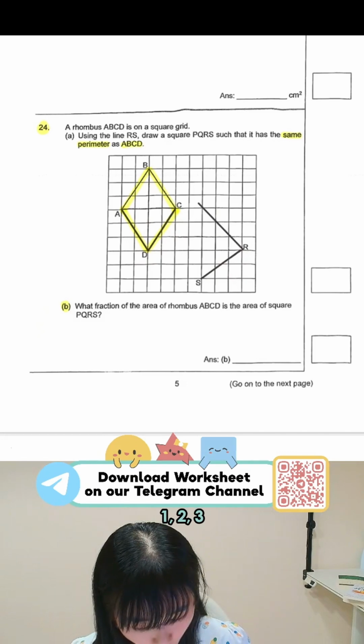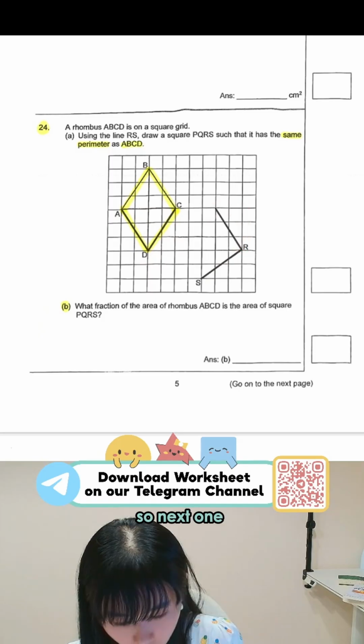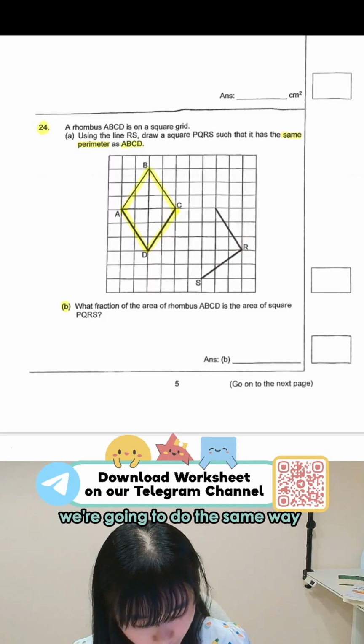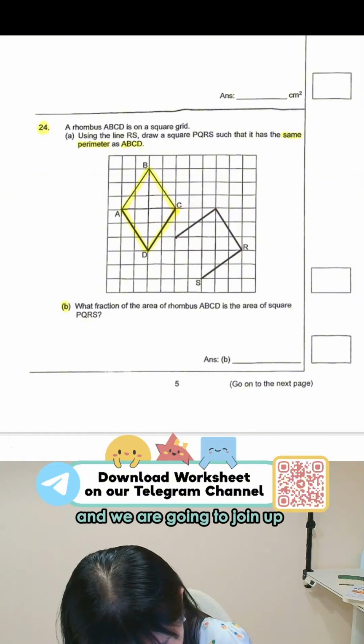So I'm going to go 1, 2, 3, 1, 2. Actually by right end here. Alright, so next one, we're going to do the same way. 1, 2, 3, 1, 2. So you go here. And we're going to join up the last one.